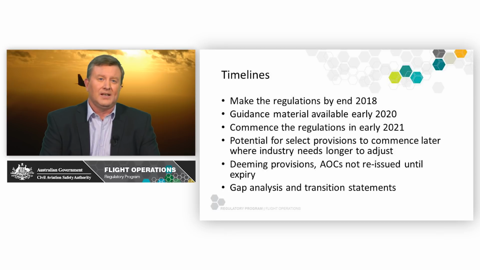Our plan in relation to permissions such as AOCs is that there's going to be a series of deeming provisions. So CASA has no intention to reissue everyone's AOC on the particular date in March 2021. Our plan is to make the maximum use possible of deeming provisions, such that, for example, if there's a requirement in Part 119 for an operator to have a training and checking system, and you already have a training and checking system under CAR 217, it is likely that that system will be deemed to be equivalent to the Part 119 system until the next time that your AOC comes up for renewal. CASA will also be looking for operators to conduct gap analysis and develop a transition statement to submit to CASA.